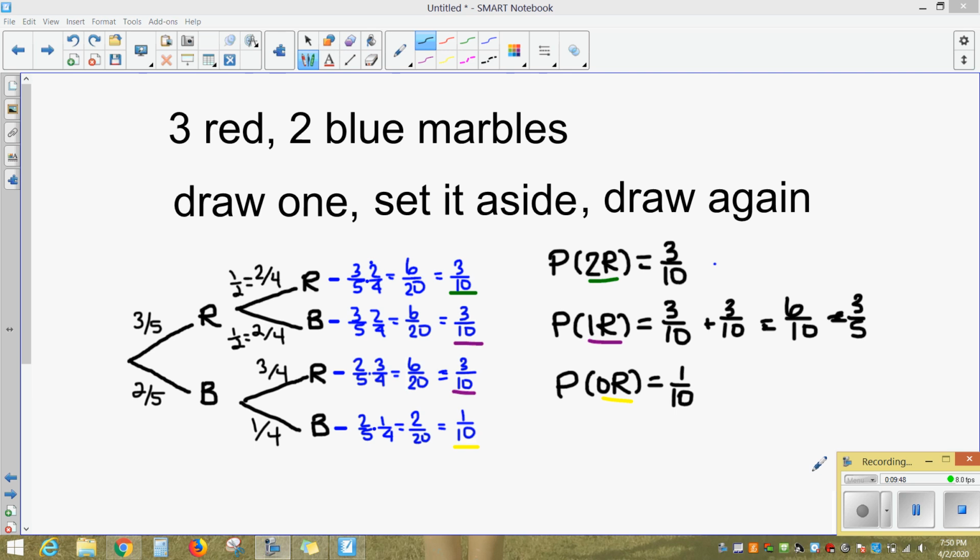Only the top branch gets me 2 red marbles, and so that was 3/10. There are 2 branches, the 2 middle ones, and so we add 3/10 and 3/10 for my 2 ways of getting 1 red and 1 blue, and so that's 6/10 or 3/5. And again, there's only one branch that gives me no red marbles, both blue. And so that was 1 out of 10.